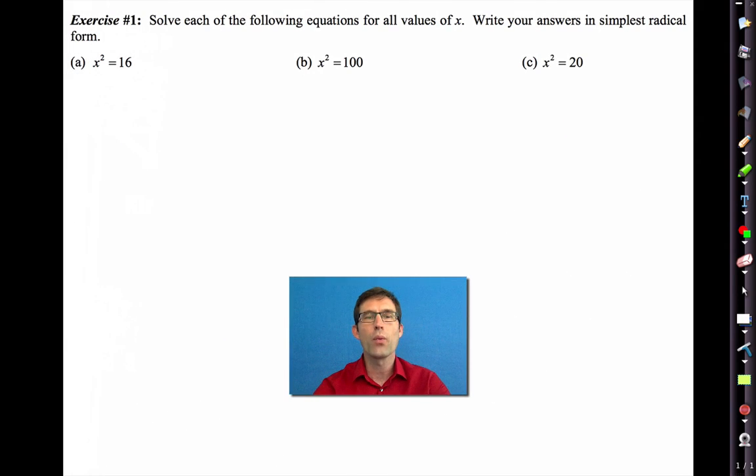So we've solved quadratics so far, equations that have x squareds in them, primarily by using the zero product law. Today, and in some future lessons, we're going to see how to solve them by using inverse operations and sometimes by using completing the square, but that's still to come. Now, let's take a look at the simplest of all types of quadratics. Exercise 1 says solve each of the following equations for all values of x. Write your answers in simplest radical form.